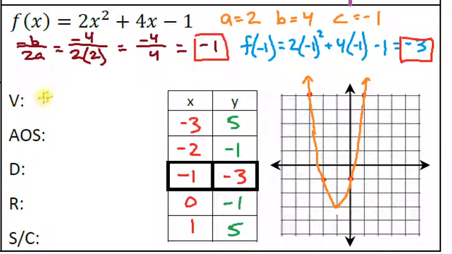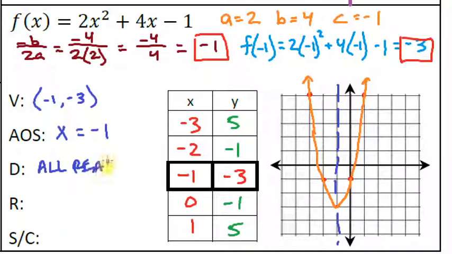What is our vertex? We already figured that out. It's negative 1, negative 3. Our axis of symmetry goes right through the vertex, and that is where x equals negative 1. Same, it's the x value of our vertex. The domain is always all real.